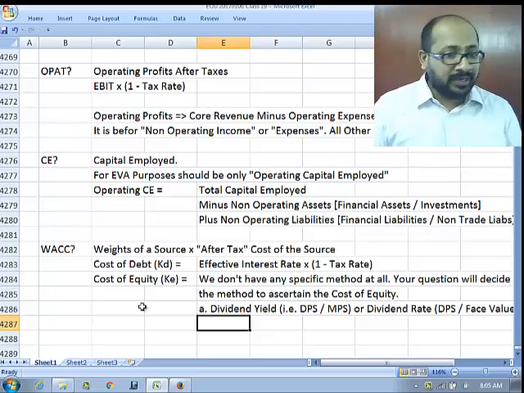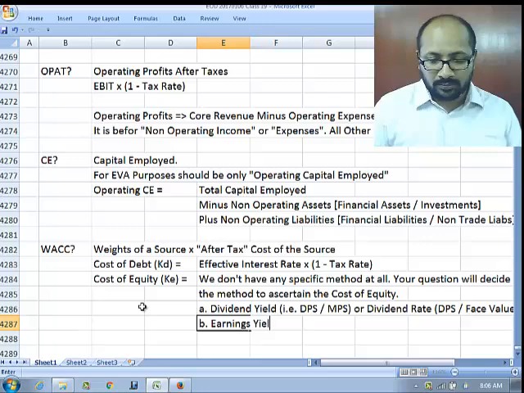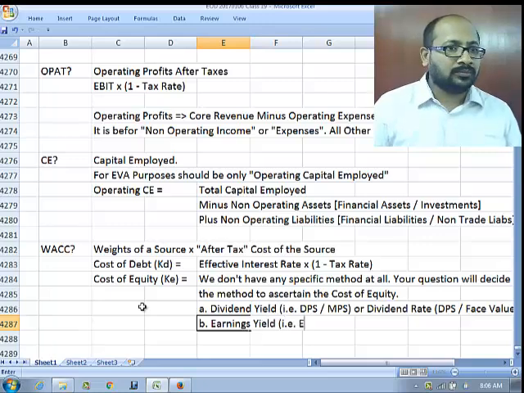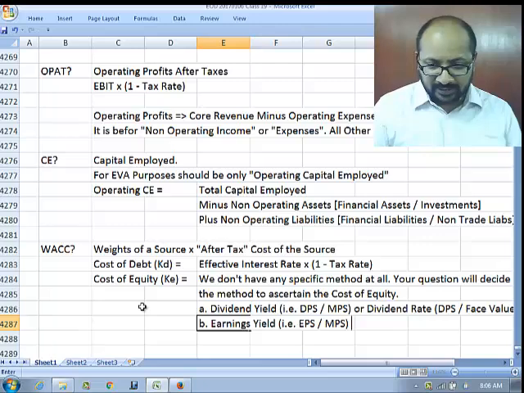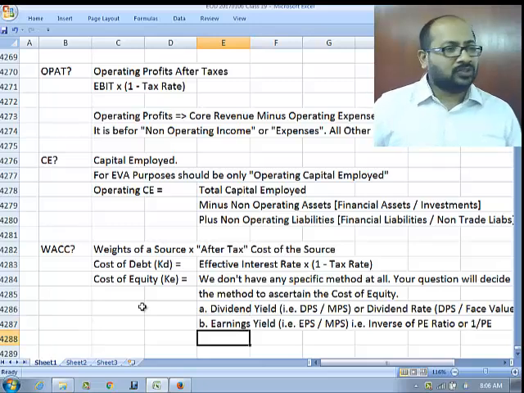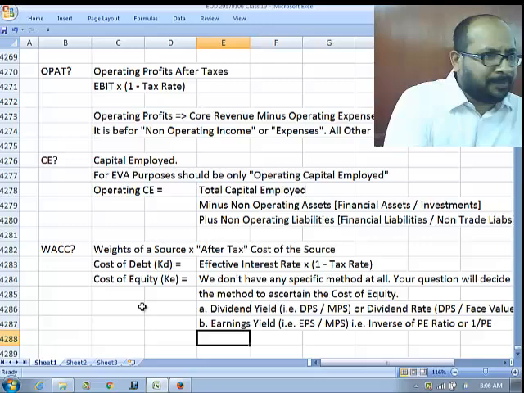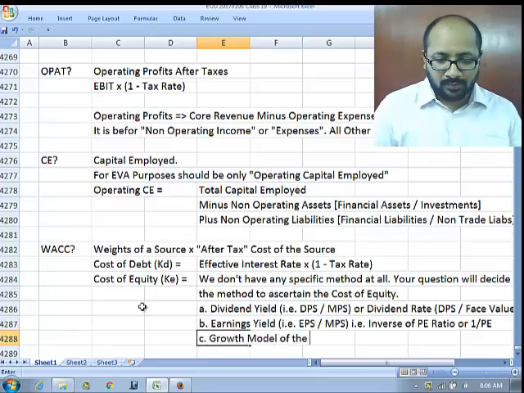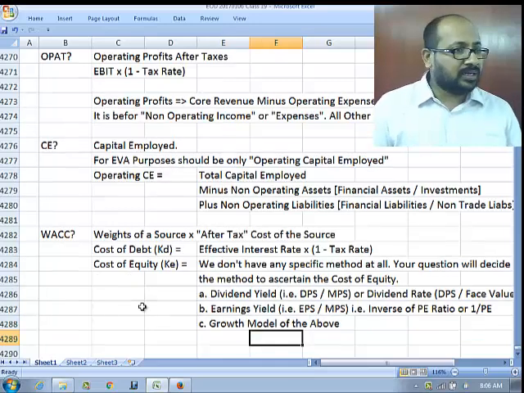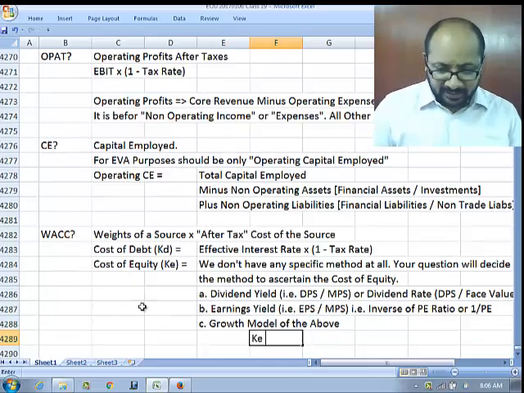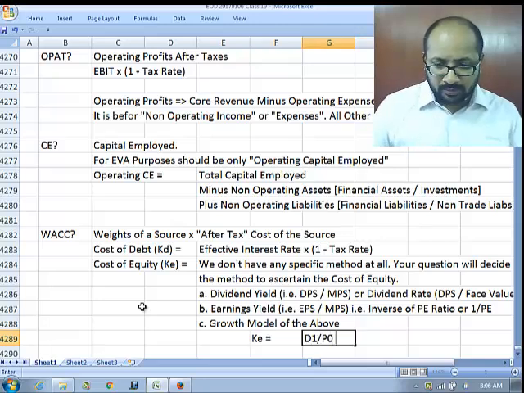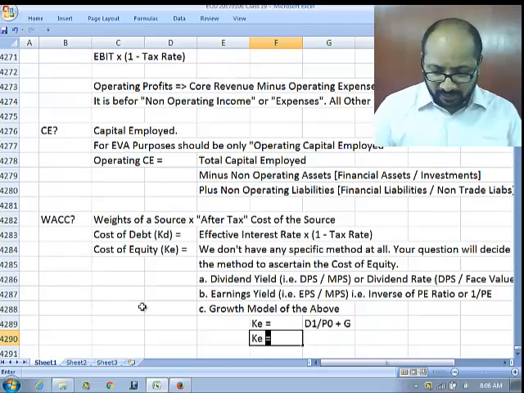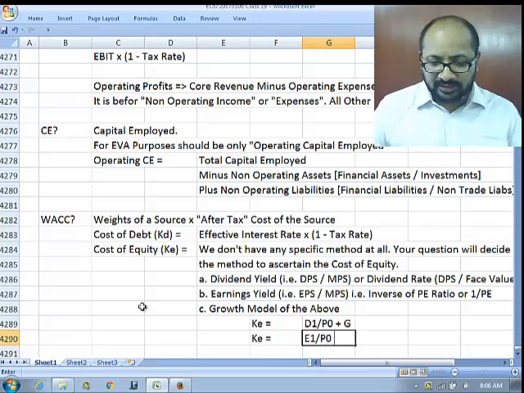Then there is earnings yield. What is that? EPS by MPS. This is the inverse of P ratio, or 1 by P ratio. So P ratio is MPS by EPS. This is also a very popular method, correct? Then comes the growth model of the above. We will say that KE is equivalent to D1 by P0 plus G, or alternatively KE is equivalent to E1 by P0 plus G.